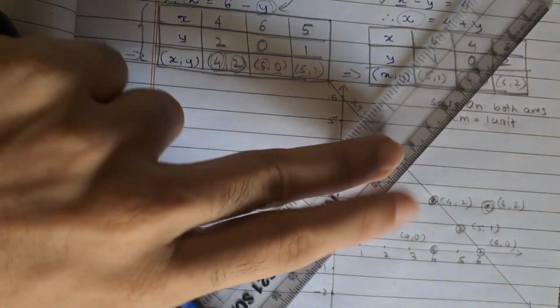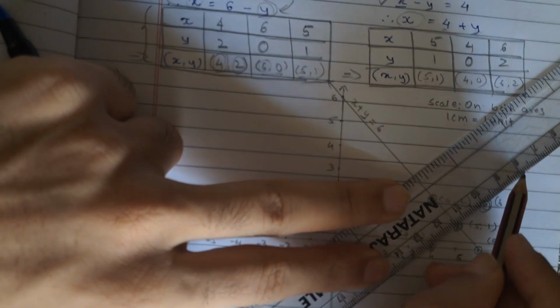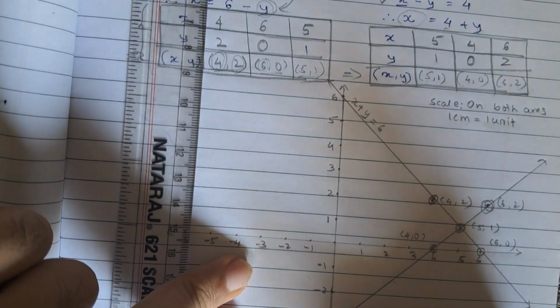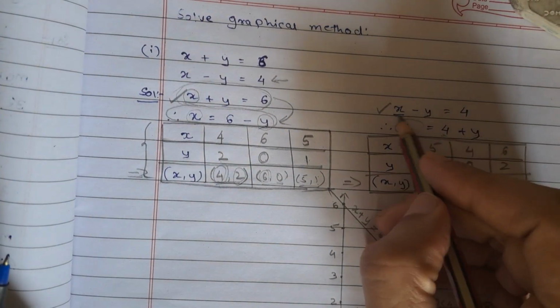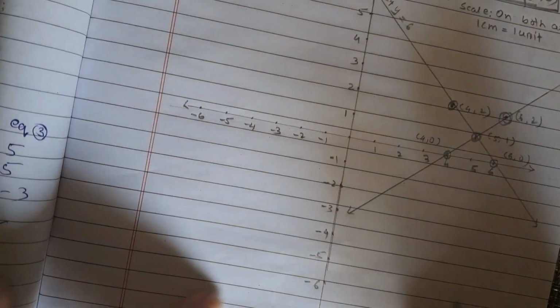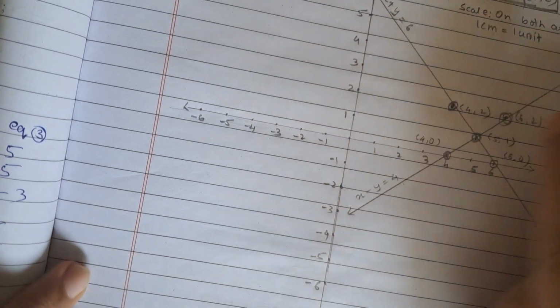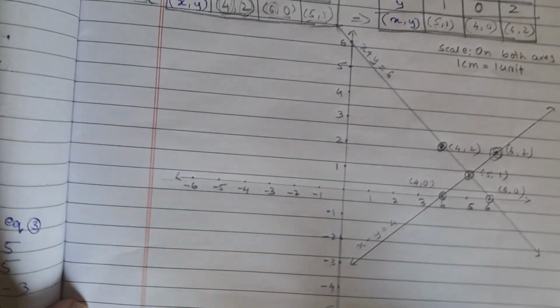And then I will join these 3 points and draw a straight line. And then again the same thing. On this line, just write the equation of the line. What is the equation of the line, by the way? This is the equation of the line, right? So x minus y equal to 4. Just write the equation over here, x minus y equal to 4. You can write it anywhere, over here or over here. Wherever there is some space, just write the equation neatly.